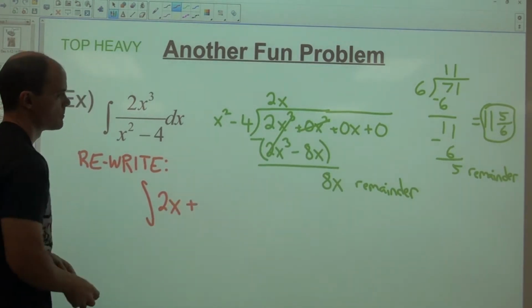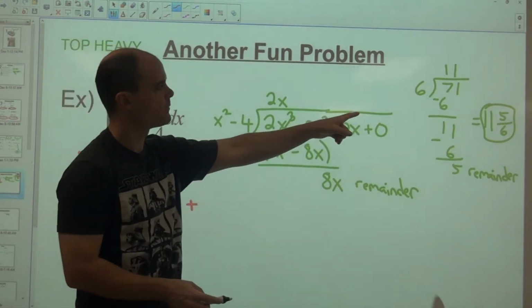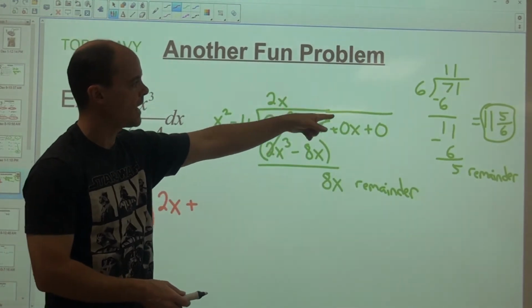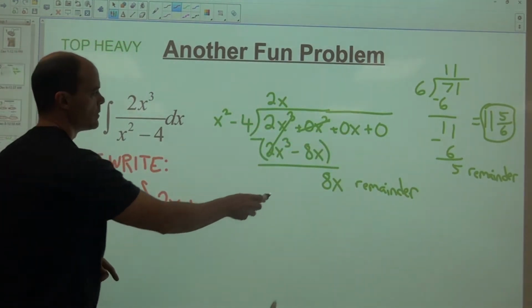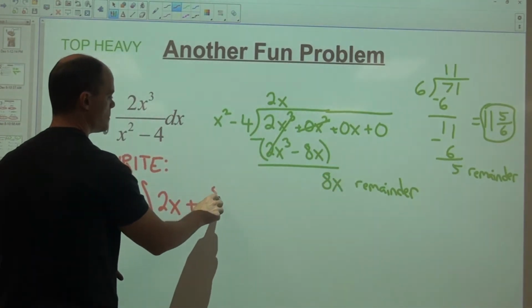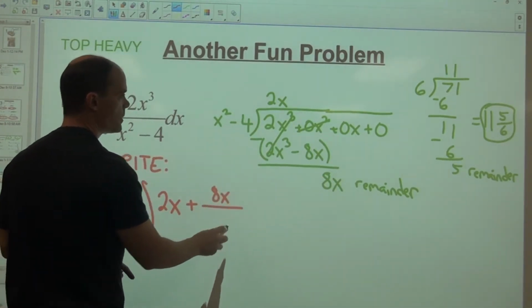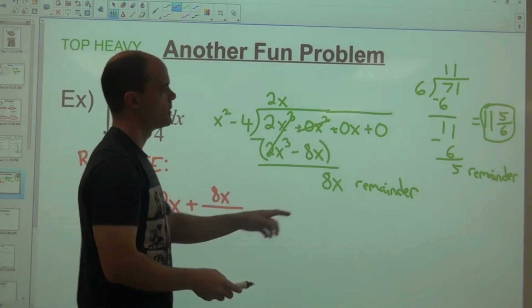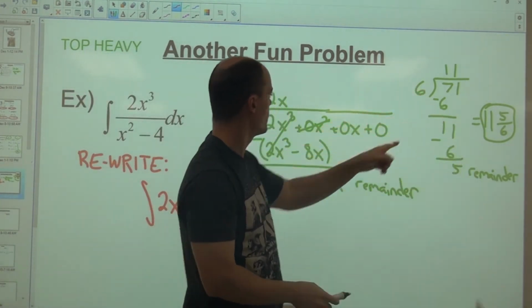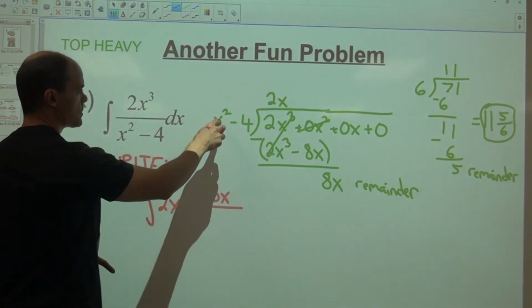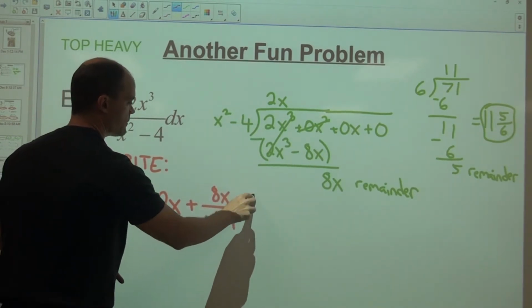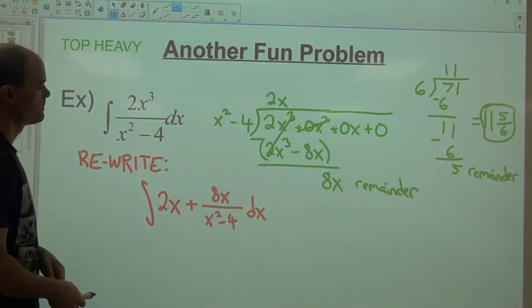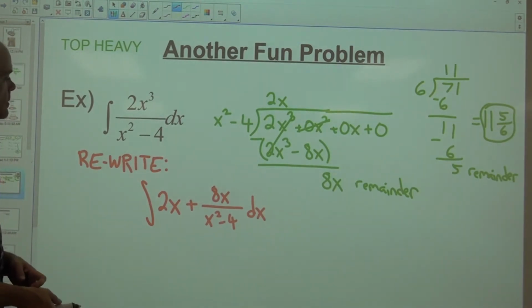Plus, well, now I need to account for that 5/6. There's 11 and 5/6. So we have 2x, and what else do we have? We want our remainder out of our divisor. Our remainder out of our divisor. So 5/6, so x, or 8x over x squared minus 4 dx. So there is our new integral.